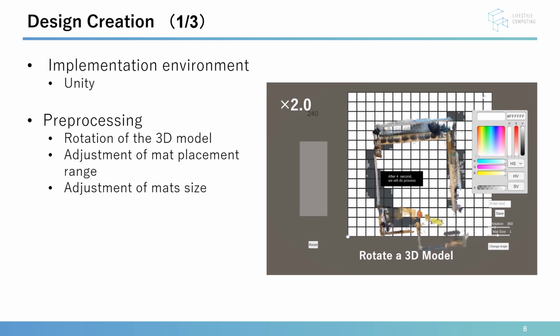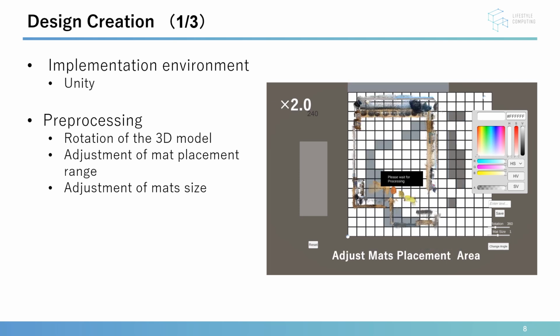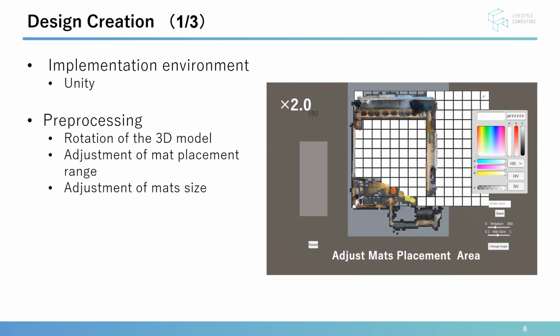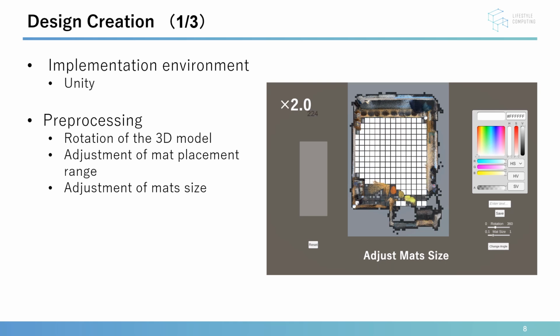As I mentioned on the previous slide, this system, PuzMaty, is implemented in Unity. A 3D model scanned with an iPhone is imported into the system, and the user does preprocessing, including flattening of the model, definition of the mat placement area, and adjustment of the mat size.